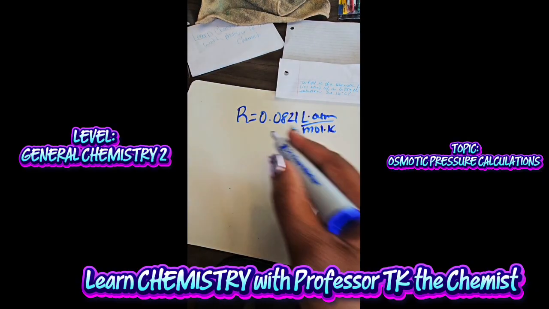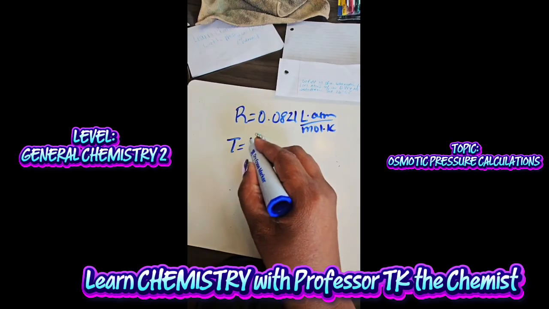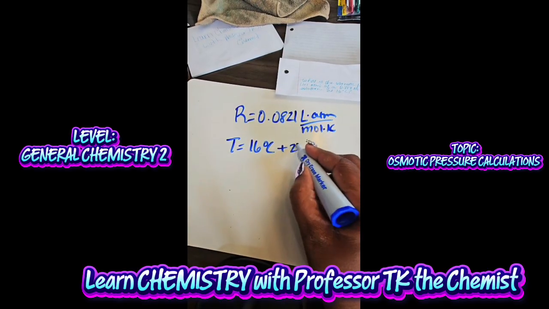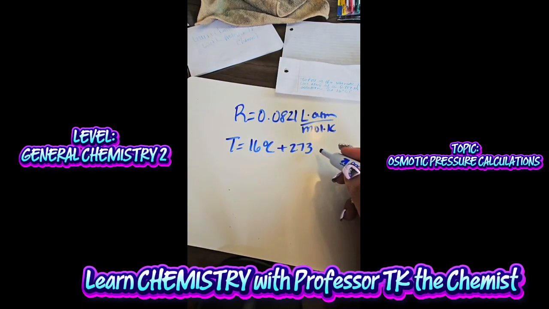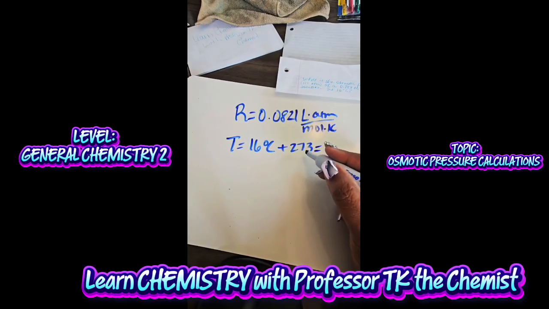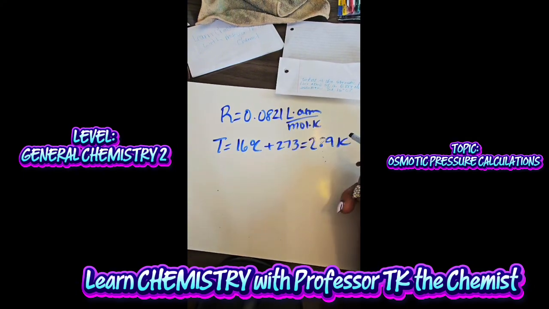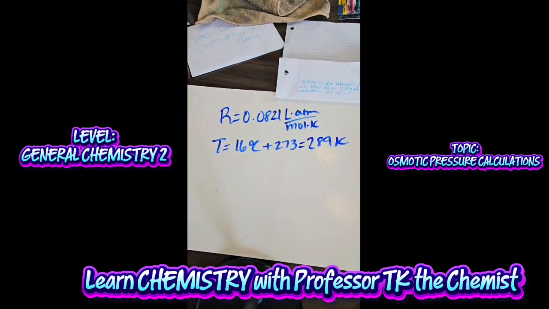The temperature. They gave you in this problem 16 degrees Celsius, but you've got to convert that to Kelvin by adding 273 to it. And if you want to use 273.15, that's fine too. So my answer here is 289 Kelvin. Now, what else do we need to know? Yep, the temperature needs to be in Kelvin. That's right. What else did they give you in this problem over here?